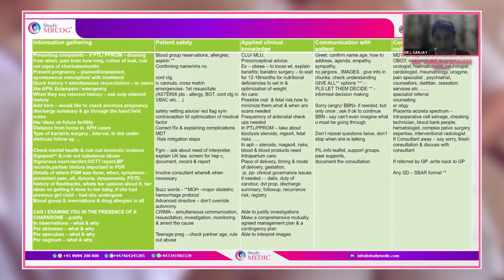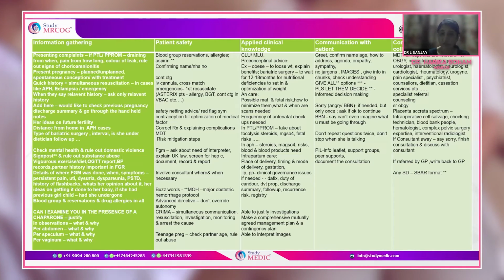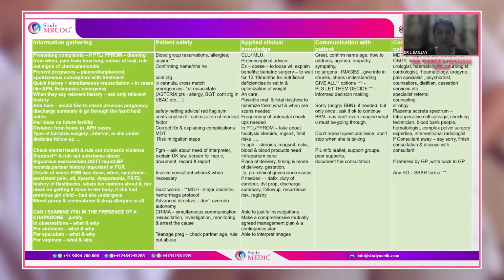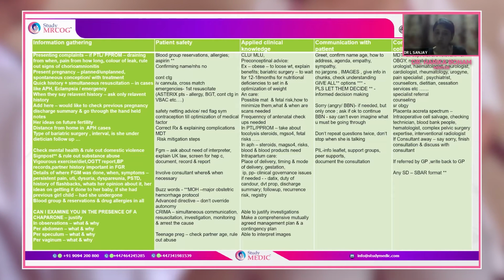Always they see in the applied clinical knowledge if you are able to talk about what investigations are needed, and if you're making an appropriate diagnosis or not, and you have to justify the investigations, and then whether you're able to make a comprehensive mutually agreed management plan or an MDT agreed plan, and always you should have a backup or a contingency plan for all cases of emergencies.